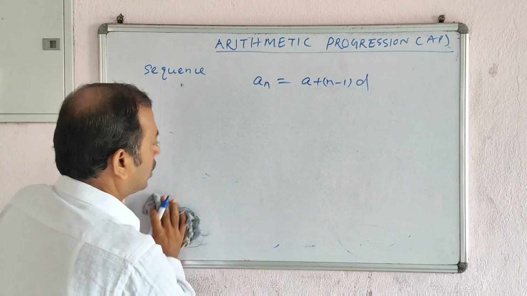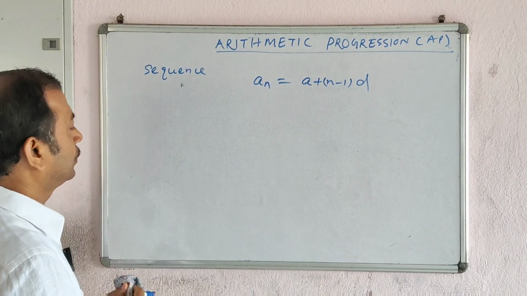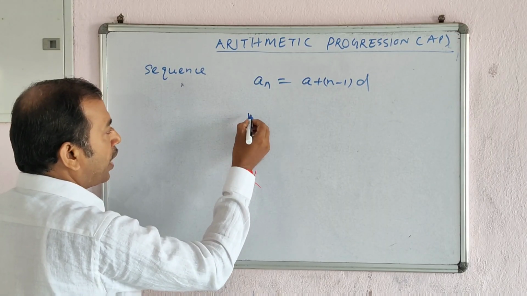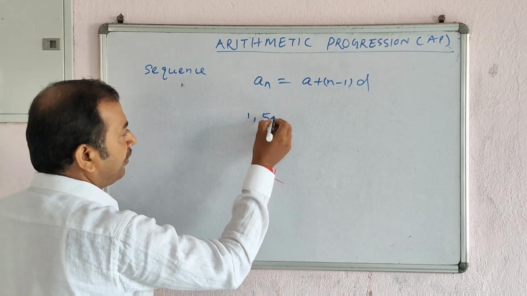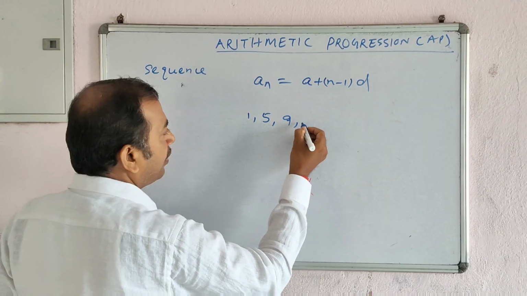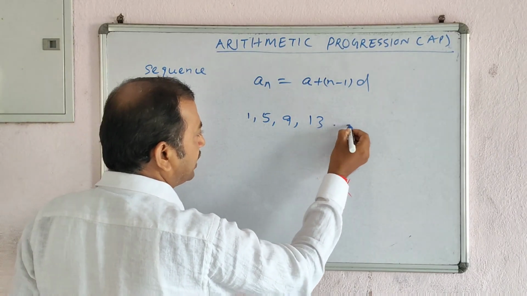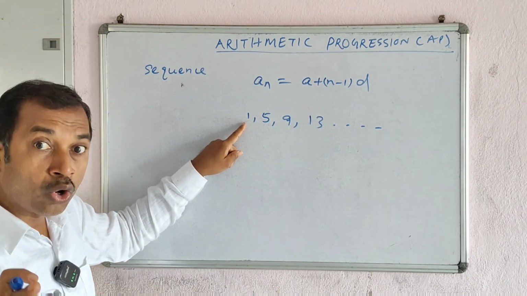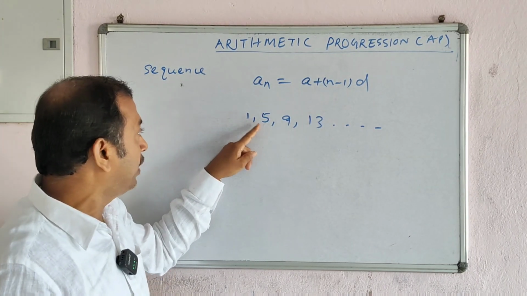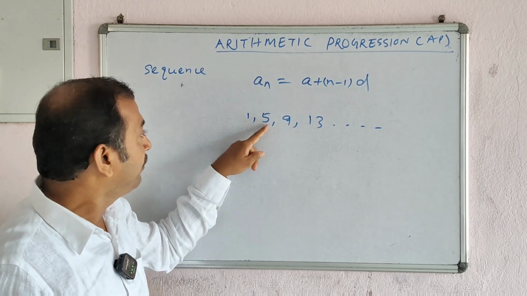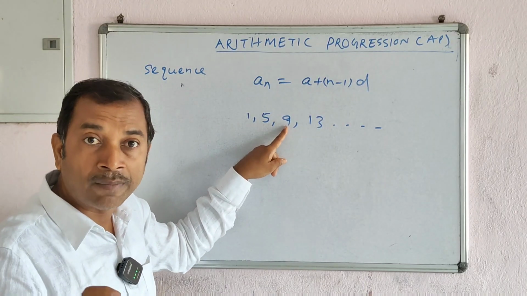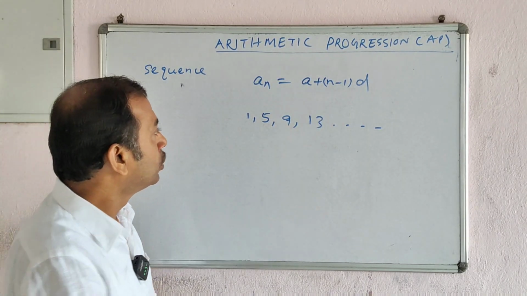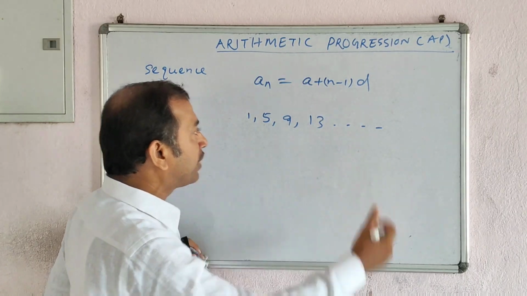So suppose a series is given: 1, 5, 9, 13, like this. So here the first term is 1. Term number is always a natural number. First term is 1, second term is what? 5, third term is 9. Term number, I am telling, is always a natural number. So fourth term 13. तो next term कैसे निकलेंगे?